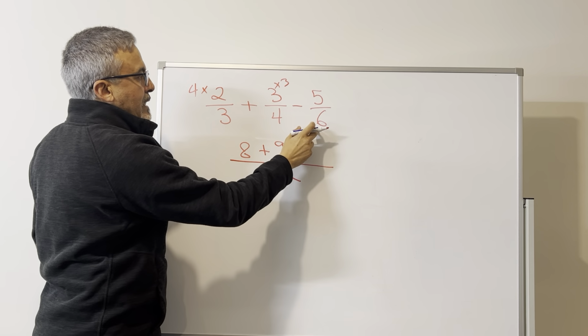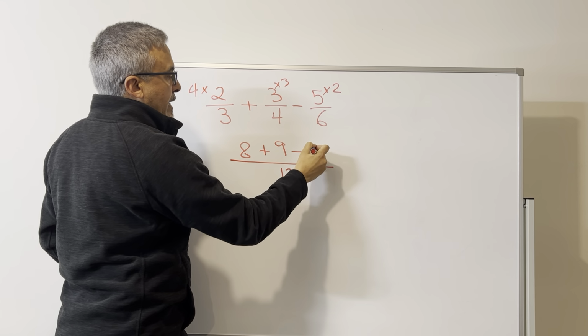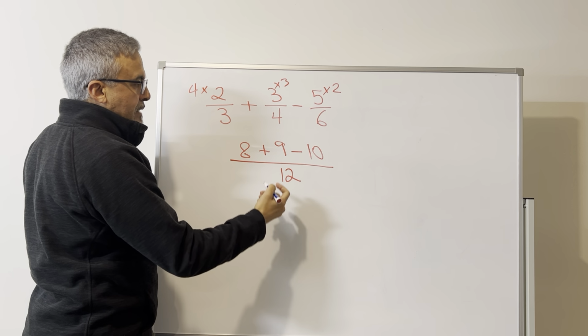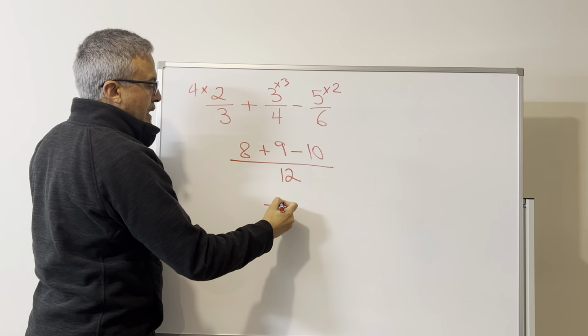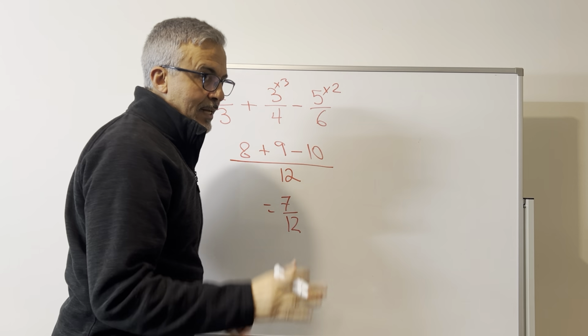Again, 12 divided by 6, I get 2. So that's what I have to multiply the top by, and that gives me 10. 8 plus 9 is 17. 17 minus 10 is 7. And that gives me 7 over 12. So instead of this, do this.